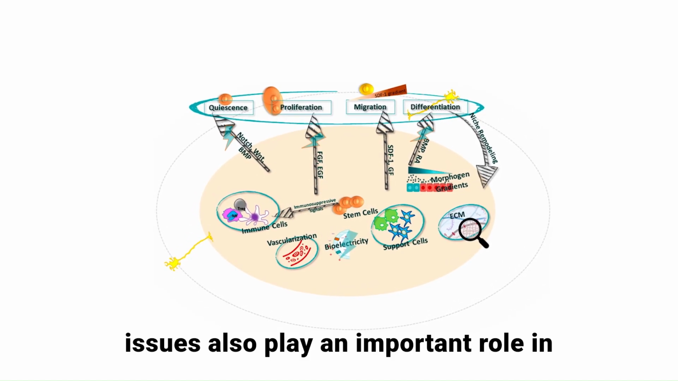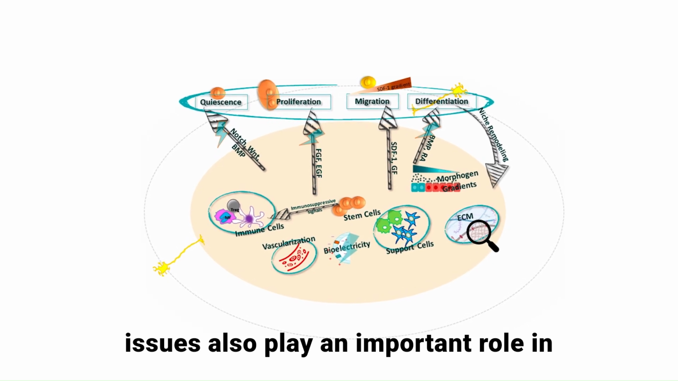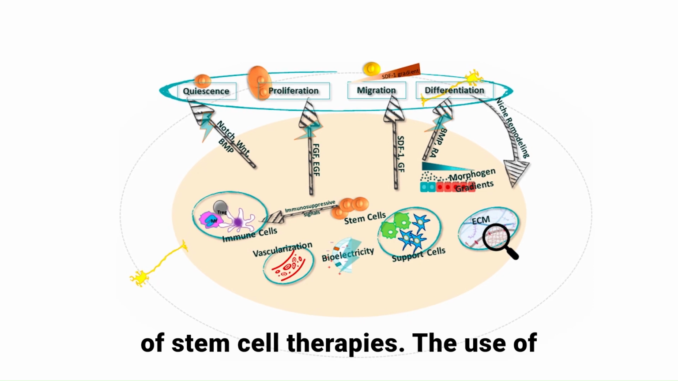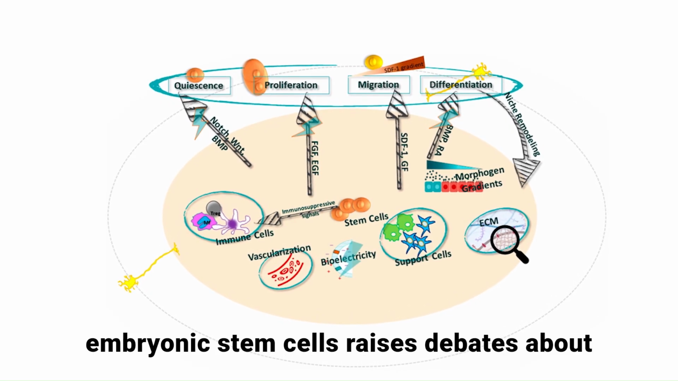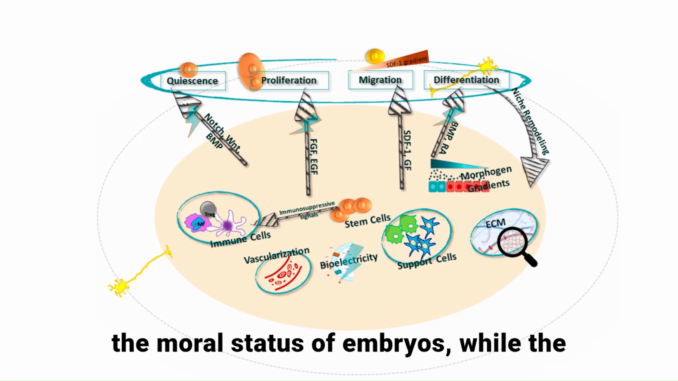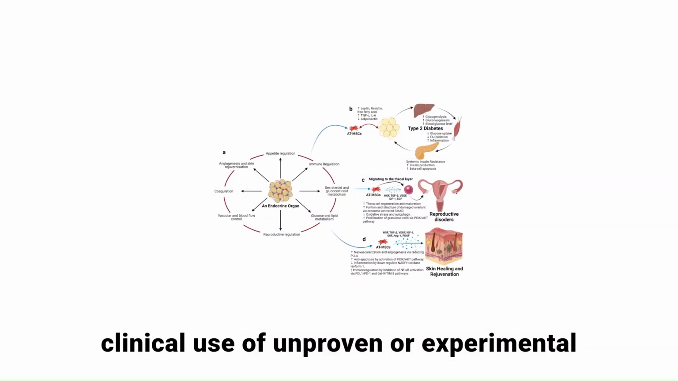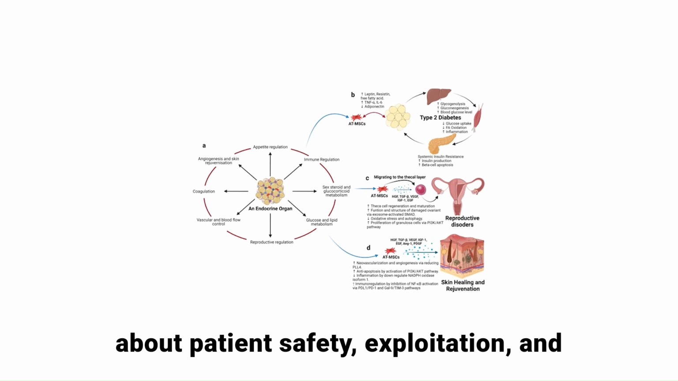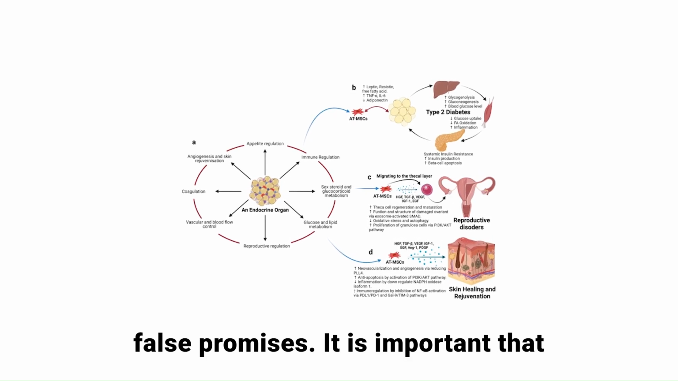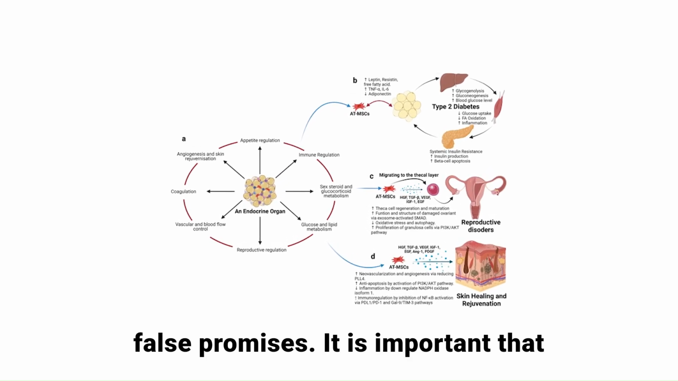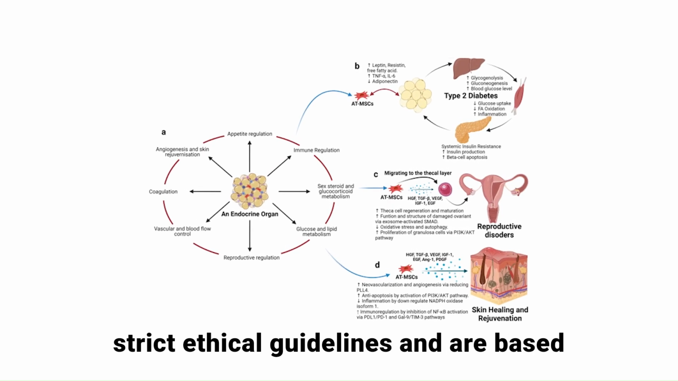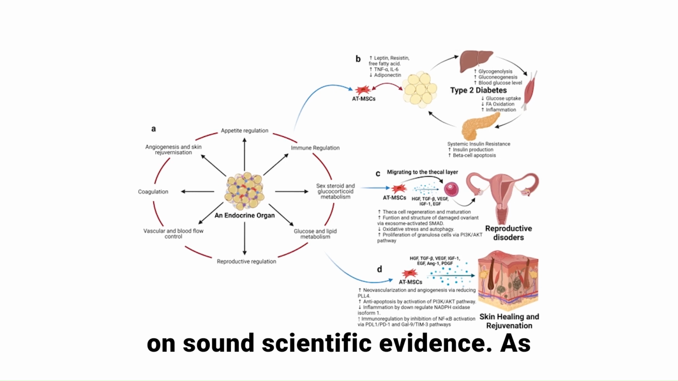Ethical and regulatory issues also play an important role in shaping the development and application of stem cell therapies. The use of embryonic stem cells raises debates about the moral status of embryos, while the clinical use of unproven or experimental stem cell treatments raises concerns about patient safety, exploitation, and false promises. It is important that stem cell research and therapies follow strict ethical guidelines and are based on sound scientific evidence.